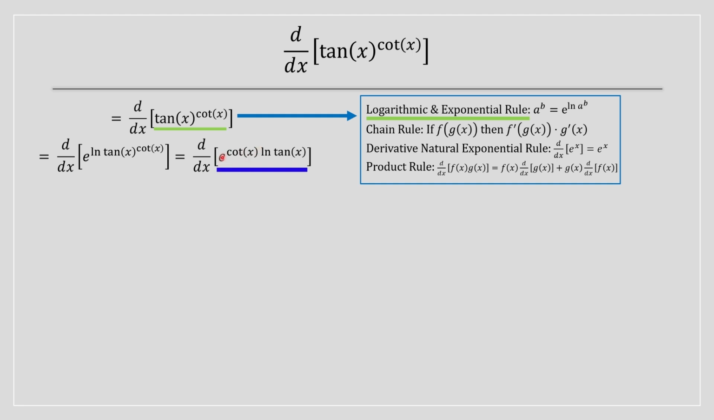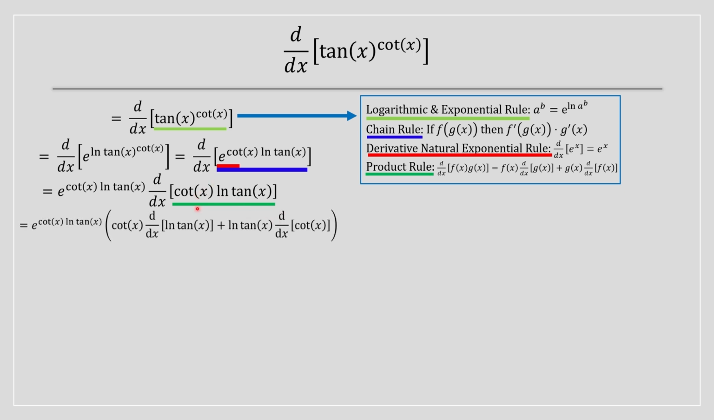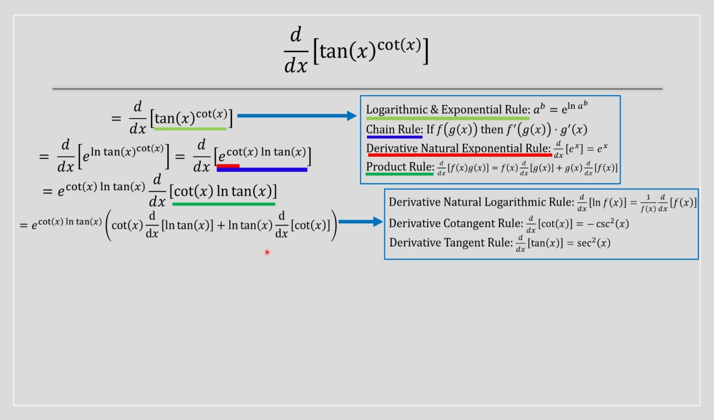Our f is represented by e, and our g of x is representing the inner portion, which is cot x ln tan x. So we're going to apply that, and after we're going to apply also the derivative of natural exponential rule to the outer function, and we acquire this. It's going to end up being the same thing, and now we're going to derive the inner portion. The inner portion, we're going to apply the product rule because there's a function being multiplied by another function. We acquire this, and now we got to go back into the little toolbox.